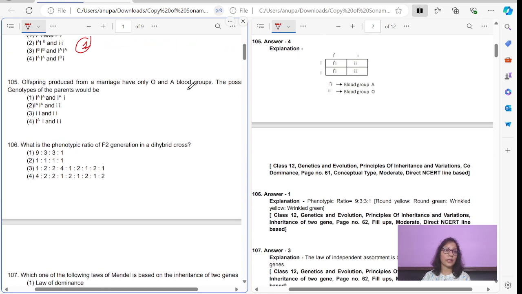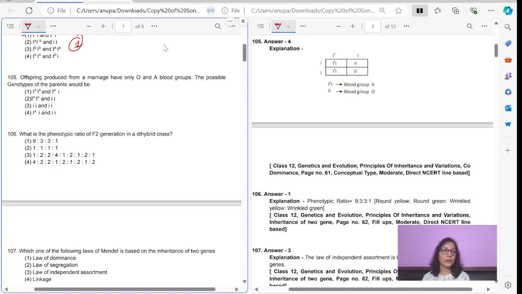Question number 105 states that offspring produced from a marriage have only O and A blood groups. The possible genotypes of parents would be... here we have to find out the genotypes of parents. Here, given the offspring have O and A blood group types.